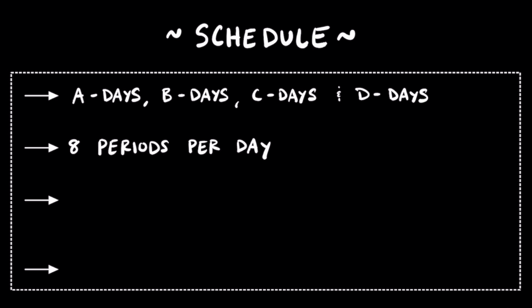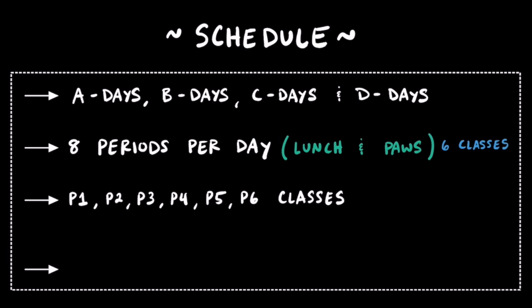During each of these days, there are going to be 8 different periods, where 2 of these 8 periods consist of lunch and pause. Besides lunch and pause, there will be 6 different classes you'll take. Something new that you'll get used to are these P1 to P6 classes. Each of these classes are required, and you'll only take one at a time throughout the school year. Roughly every 6 weeks, you'll switch from P1 to P2, P2 to P3, and so on and so forth.